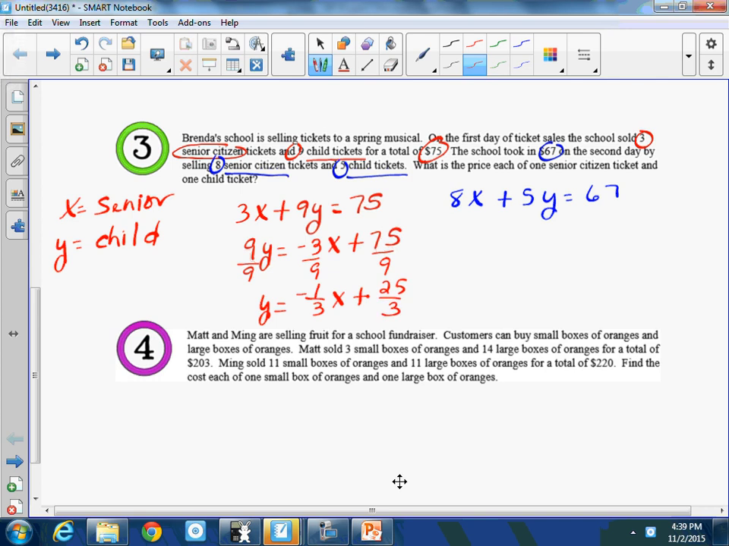Let me do the next one. So 5y equals negative 8x plus 67. Divide by 5. Negative 8 fifths does not simplify. Neither does 67 over 5. So just leave it like it is.